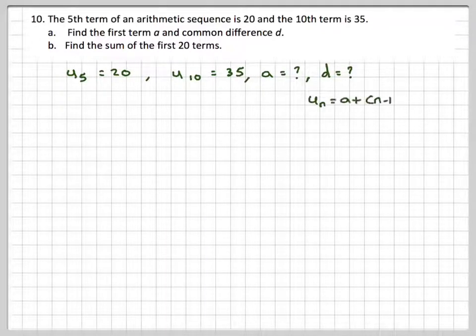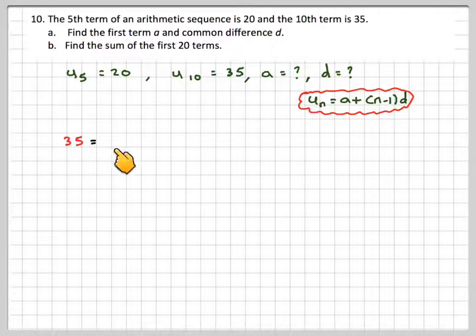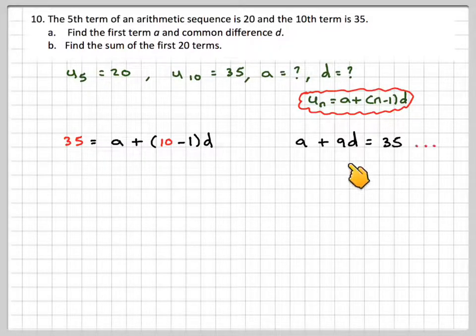We know that any term of an arithmetic sequence, un, is going to be A plus n minus 1 times D. So in this case, when n is 10, we're going to get 35 is equal to A plus n, which is 10 minus 1, times my value of D. So that's going to give me A plus 9D, 10 minus 1, is equal to 35. I'm going to call that equation 1.